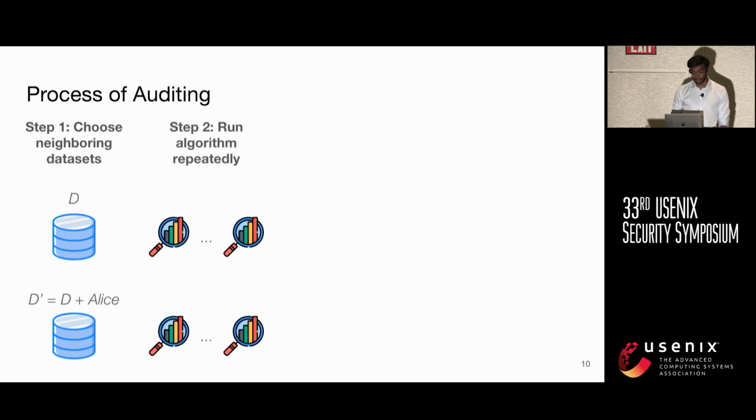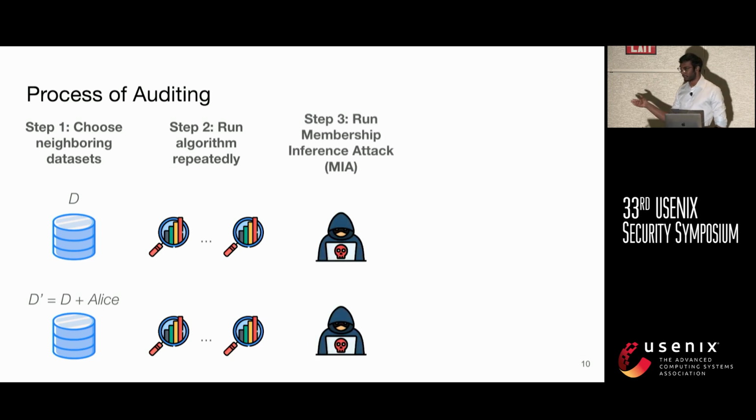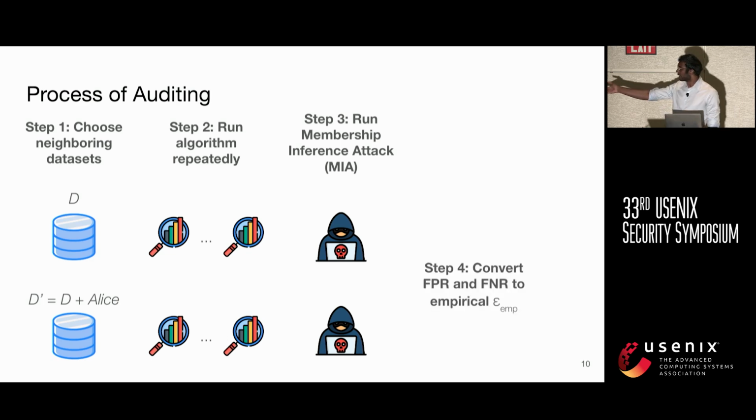We run the differentially private synthetic data algorithm repeatedly, and we run a membership inference attack on the outputs. Then from the attack, we get a false positive and false negative rate, which can then be converted back to an empirical epsilon estimate. And this has been done many times in prior work already, step 4 specifically.